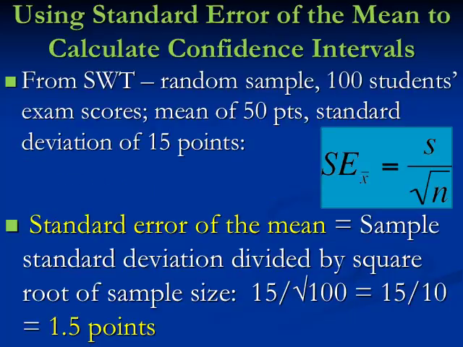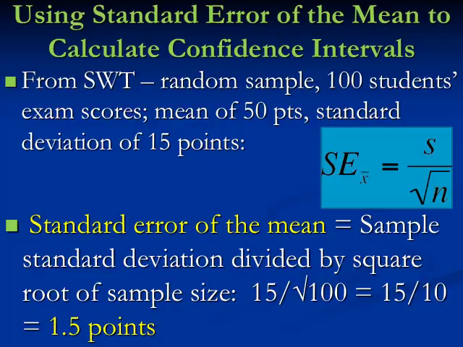So let's try and use the example right in statistics without tears. Remember, we had there one random sample of 100 students' exam scores. And we're given the information that there is a mean score of 50 out of 100. We're also told that the standard deviation is 15 points. So mean of 50 with a standard deviation of 15 points.